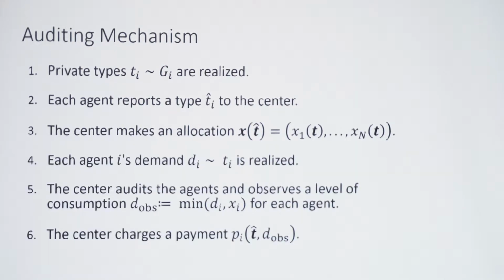And this is where things take a turn when we introduce auditing. So now each agent realizes a demand from their type, and the center can observe the minimum between the agent's demand and the amount they were allocated. And you can think of this as the amount of goods the agent received that they were actually able to consume. And we'll call this observed demand. Finally, the center can charge a payment that depends not only on the reported types, but this observed demand value as well.